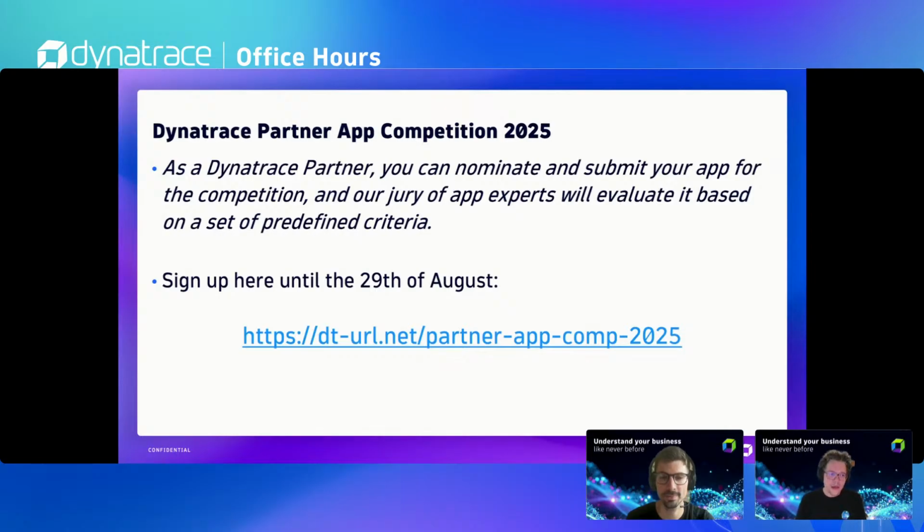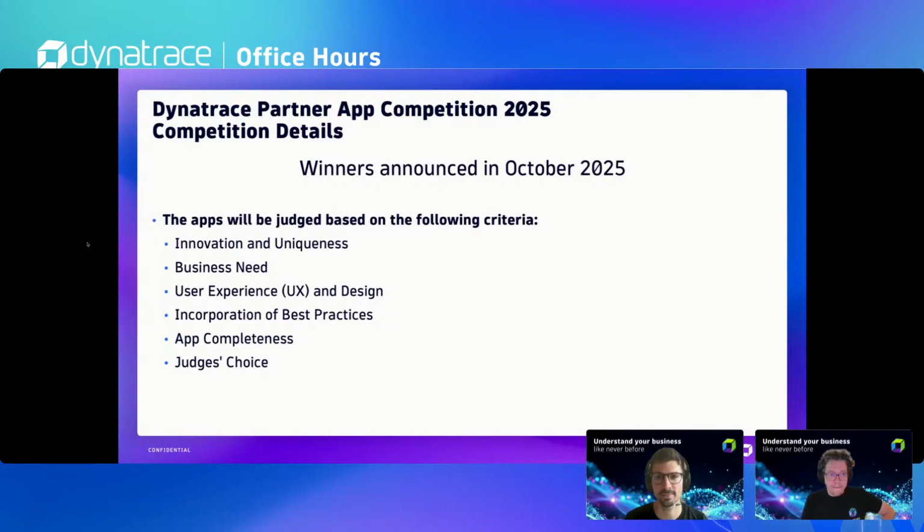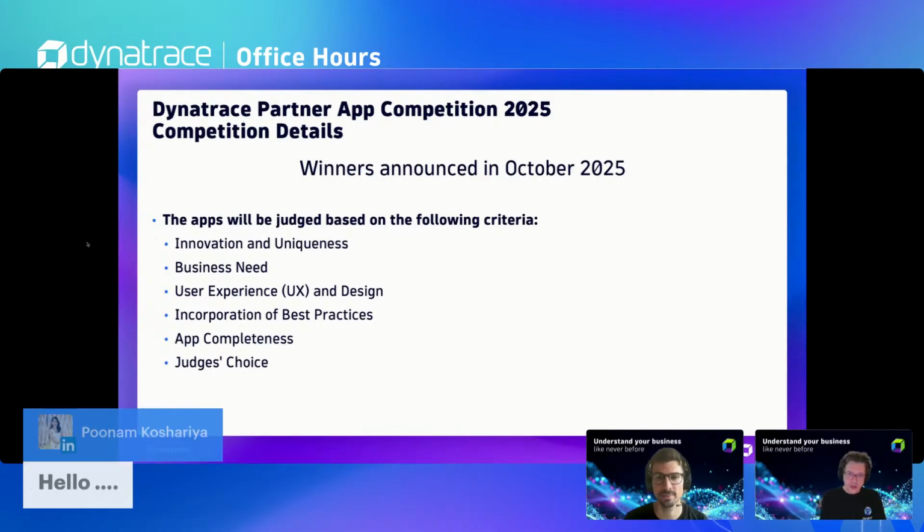If you just type into Google Dynatrace Partner App Competition, you will get exactly to this URL. It's a posting on our developer forum. We had this last year already. It was a good success and a good experience for everyone involved. So looking forward to the submissions for this year. After the submission, we will have a review. The winners then will be announced in October. So the review will take a little bit of time.